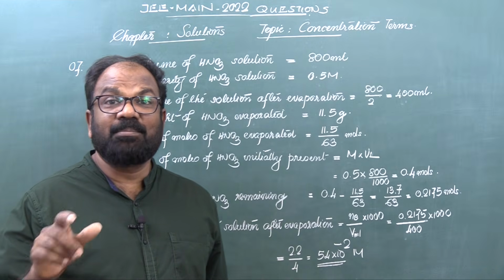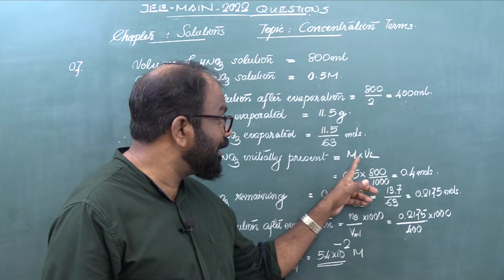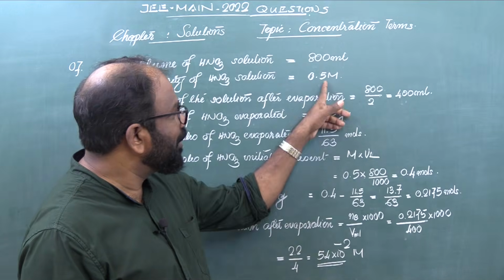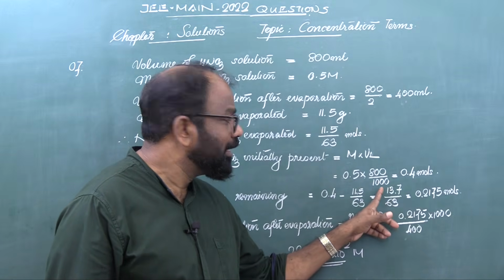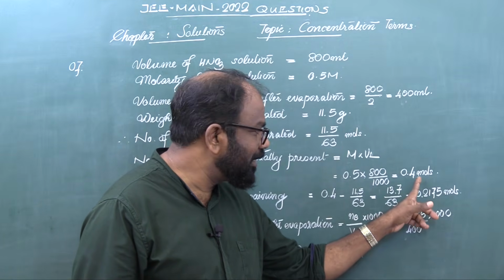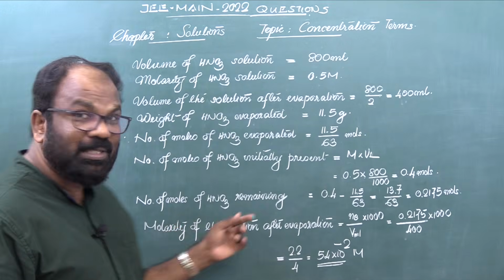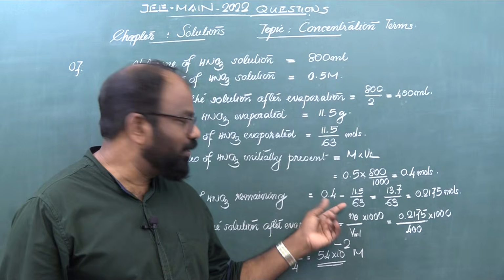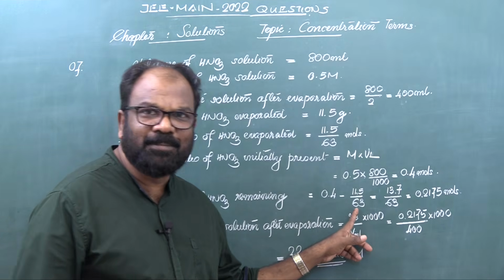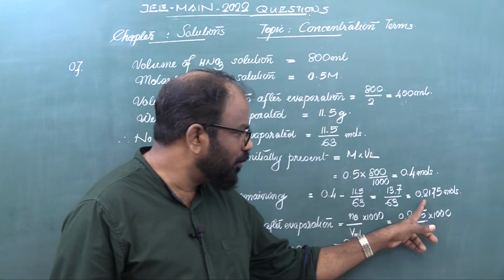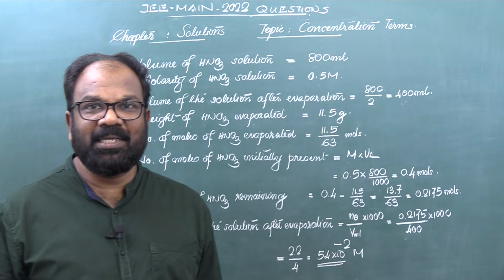Then we can calculate the number of moles of HNO3 initially present in the solution, that is equal to its molarity into volume in liter. Initial molarity is 0.5 and the volume of the solution 800 ml divided by 1000, that is equal to 0.4 moles. This is the number of moles of HNO3 initially present in the solution. The number of moles of HNO3 remaining after evaporation is equal to 0.4 moles initially present, minus 11.5 divided by 63, the number of moles evaporated, that is equal to 0.2175 moles. This is the number of moles of HNO3 remaining after evaporation.